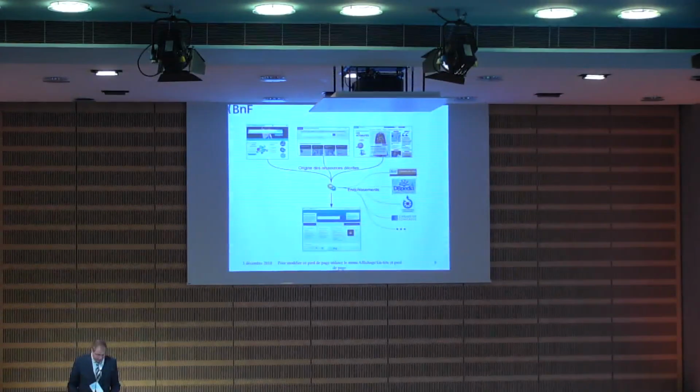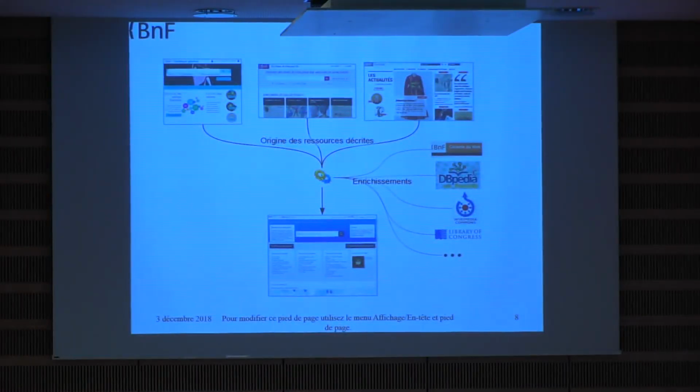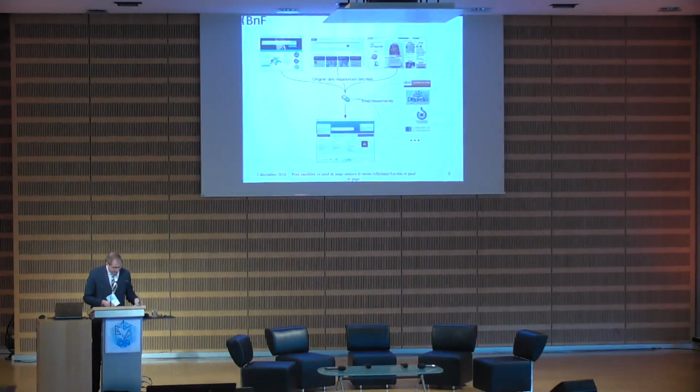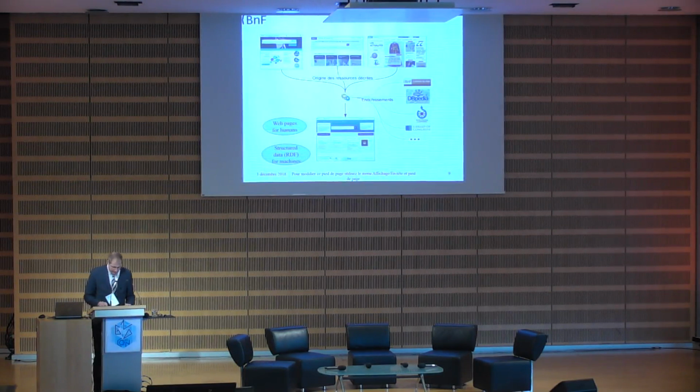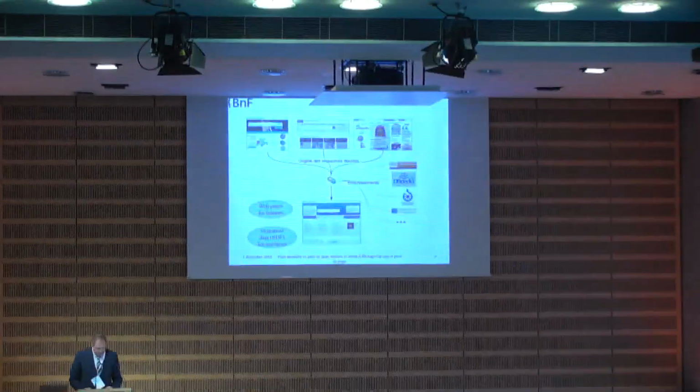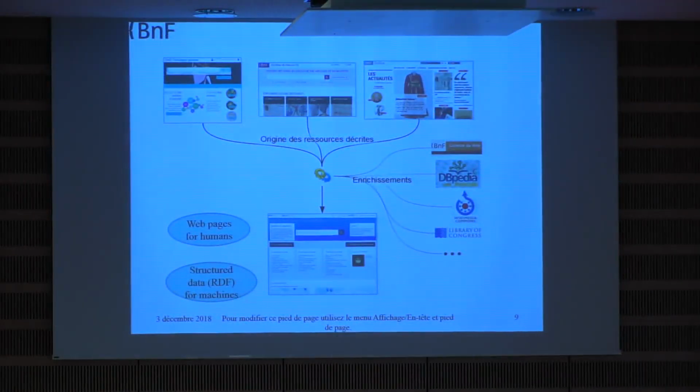So data.bnf.fr aims at merging data coming from our different catalogs and from our digital libraries, and also remodeling data by implementing a further conceptual model and adding to data new alignments with external repositories such as Wikidata, Library of Congress, and also GND. And we are maintaining two ways of publication, web pages for humans and structured data in RDF for machines.